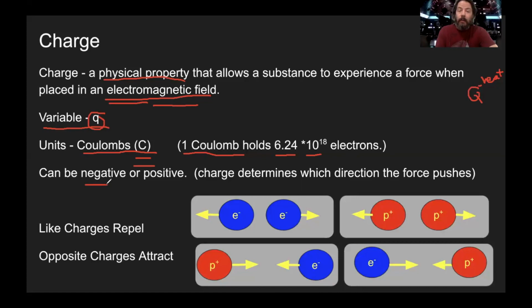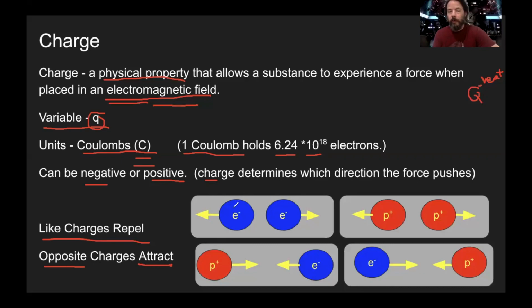Charge can be negative or positive, and charge determines which direction the force pushes. In general, you've probably heard this one before, and it's going to apply for magnetism as well: like charges repel, opposites attract. You've got to know that. You can't look it up in your notes. Like charges repel, opposites attract.